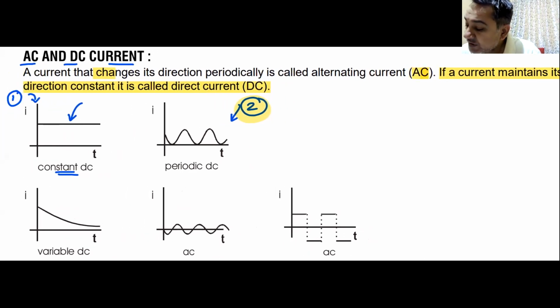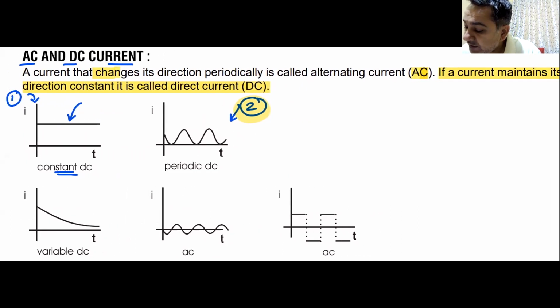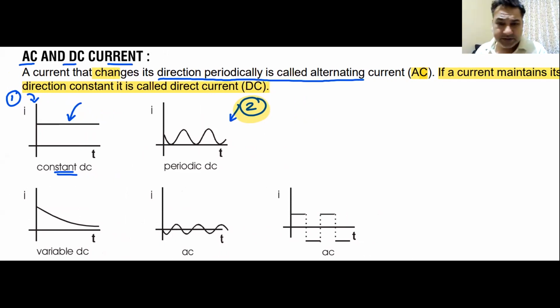When it changes its direction periodically, what does that mean? It means sometimes it is coming from A to B. After some time, it will come from B to A. Then it will again go from A to B. Then the current or voltage become alternating. Do we understand this?